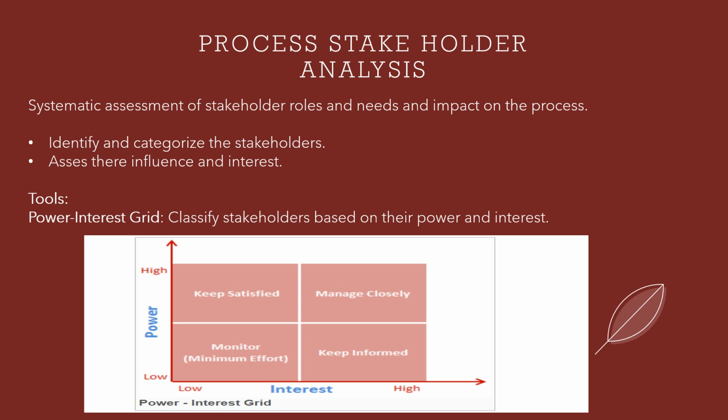High power, high interest. These are the stakeholders that are decision makers and have the biggest impact on the project's success, and hence you must closely manage their expectations. High power, low interest. These are the stakeholders needed to be kept in the loop. These stakeholders need to be kept satisfied even though they aren't interested because they wield power.